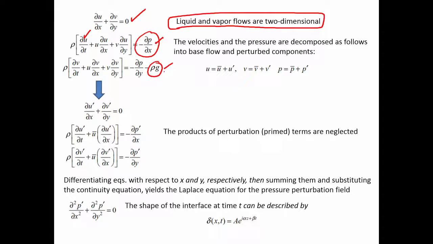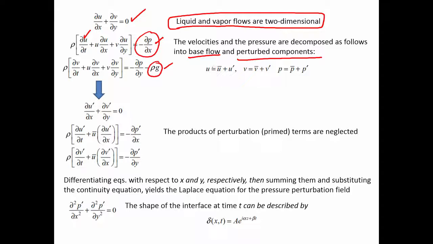Now we are going to decompose the velocity. There are basically three variables, u, v and p. We are going to decompose the velocities and pressures into a base flow and some perturbed components. It is almost akin to the Reynolds decomposition that we do in turbulent flows.